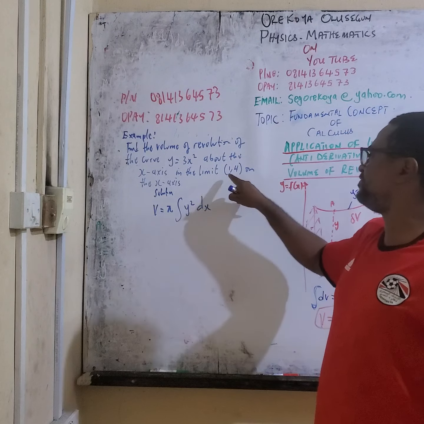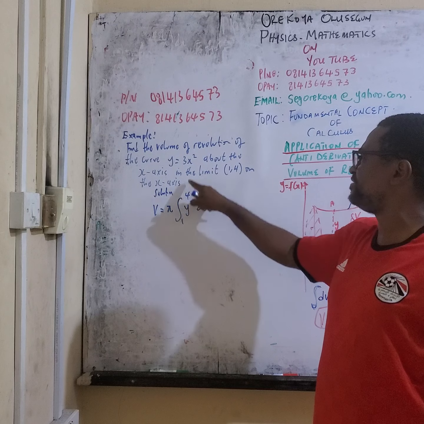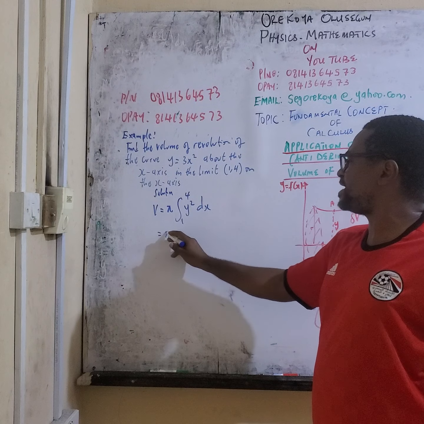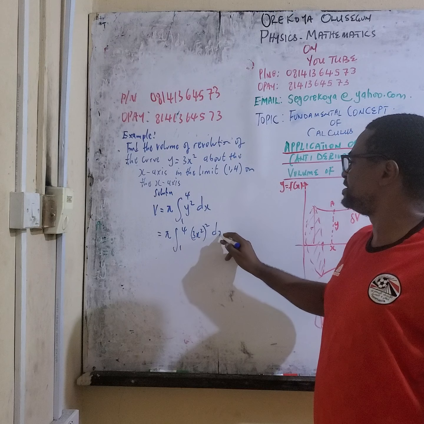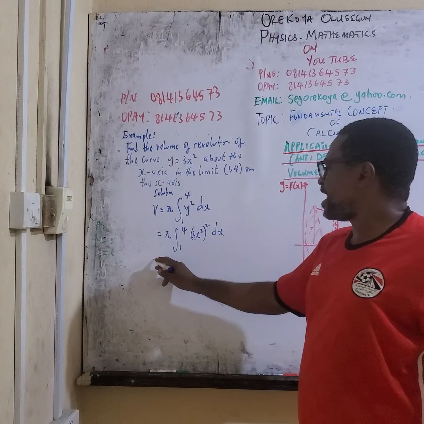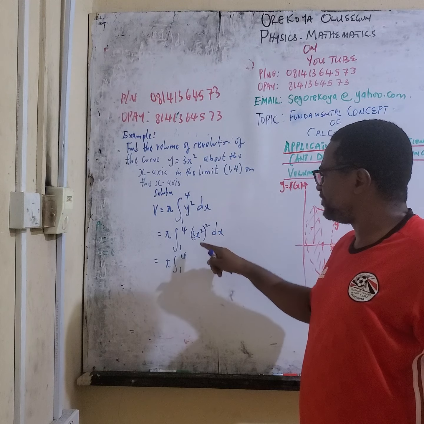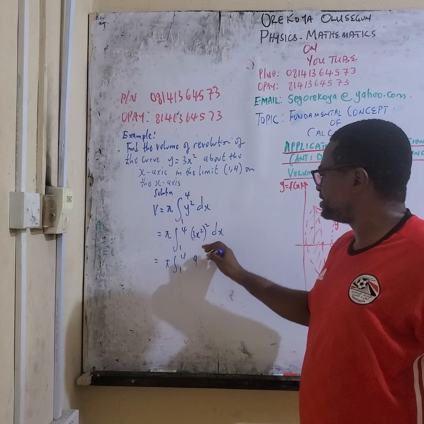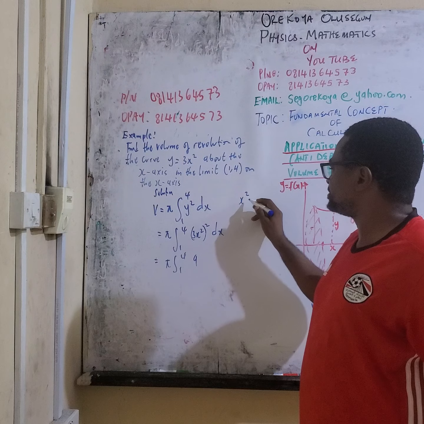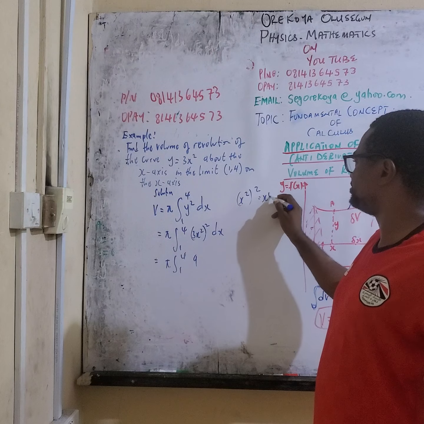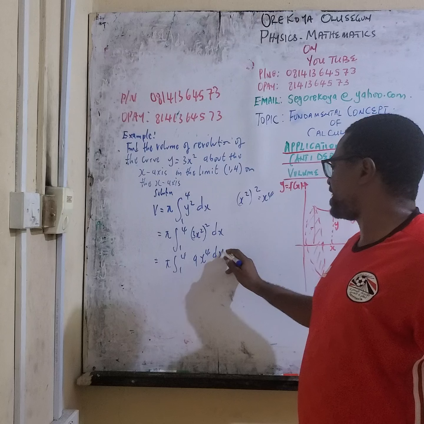So I'll write 1 to 4, and the value of the function y is given as 3x squared. So I'll write this as pi integral 1 to 4, then 3x squared raised to power 2, dx. Now I can simplify this as pi integral 1 to 4 of 3x squared squared. According to the law of indices, 3 squared will give us 9. x squared squared means, according to the law of indices, we multiply the powers, that is x raised to power 4. So that is 9x raised to power 4 dx.